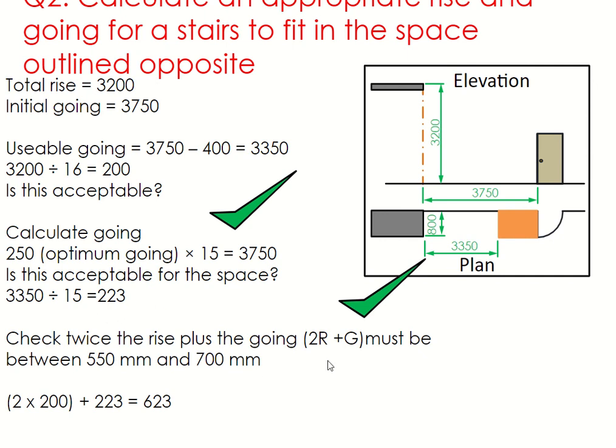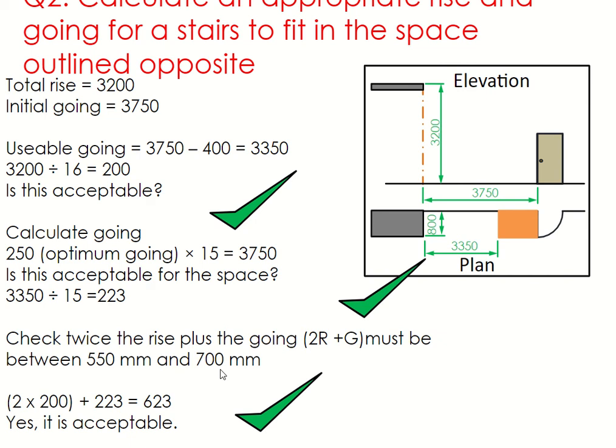So we'll go over that again. 2 by 200 is twice the rise, so our answer for the rise was 200. 2 by 200 gives you 400, plus 223, which is what we got for our going. Altogether, that adds up to 623, and that is between 550 and 700, so it's acceptable.